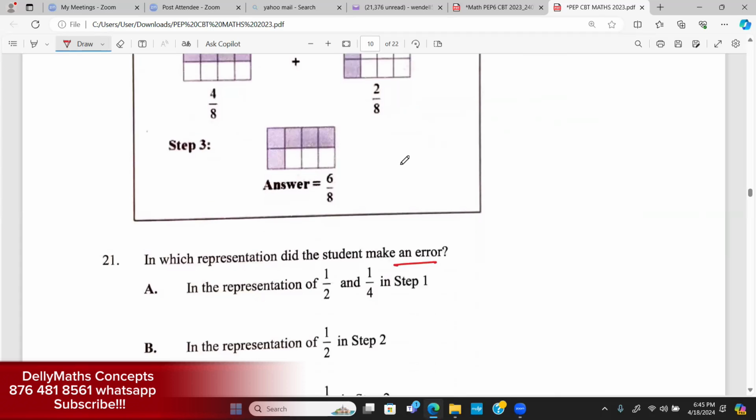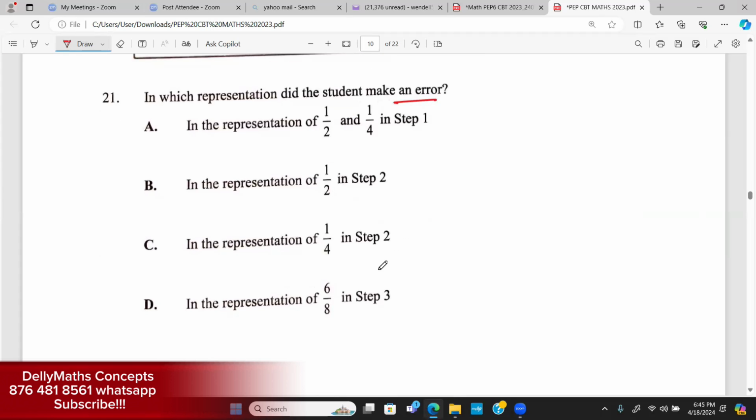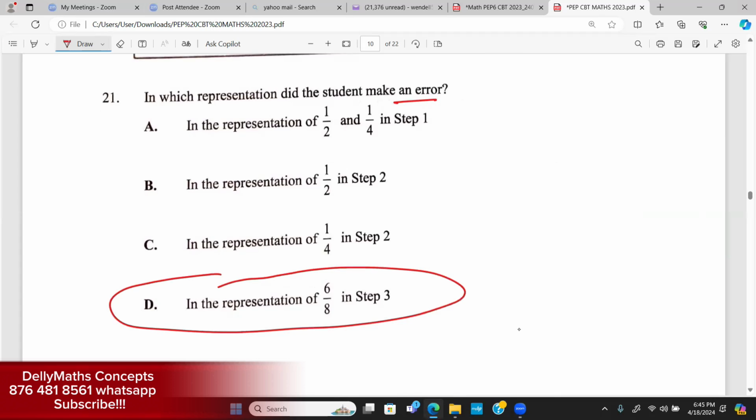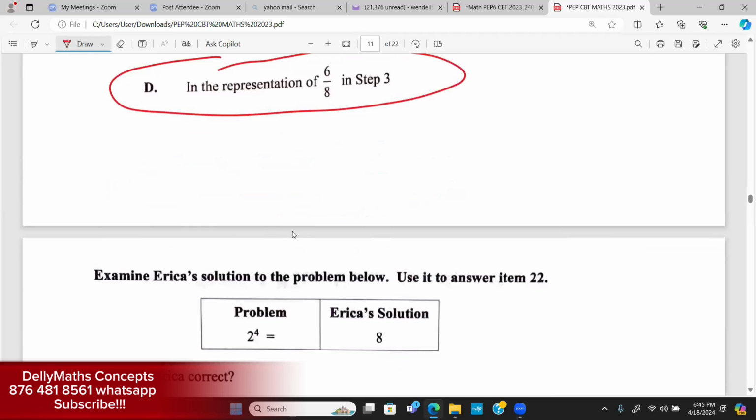Here, this is 6/8, but this is 1, 2, 3, 4, 5. So this was not represented properly. They shaded 5/8 and they call it 6/8. So definitely you could see at step 3 there's an error, right? In the representation of 6/8. This is the error. They did not represent 6/8 properly. They actually shaded 5, right? So you have to look.